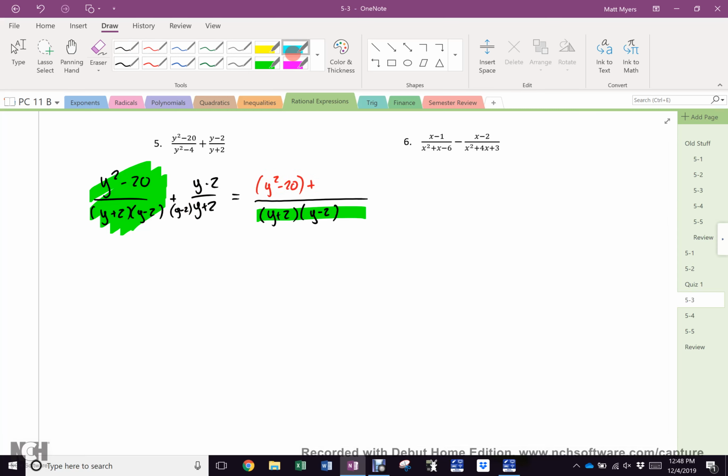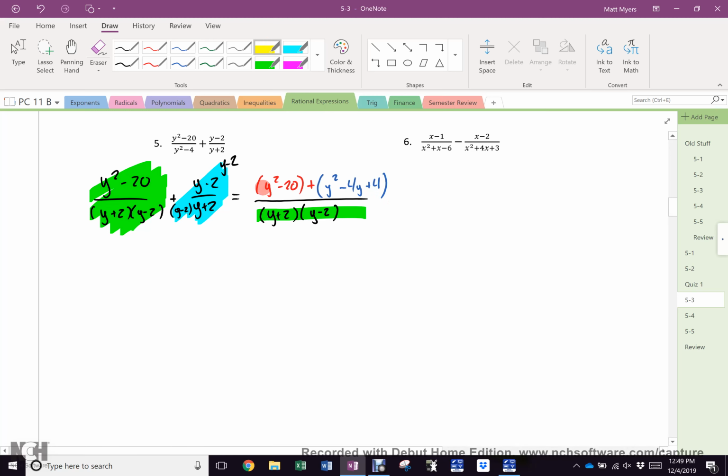Plus, did this term's denominator change? Yes, it did. What did the denominator multiply by? Y minus 2. So what must the numerator multiply by? Y minus 2. So what am I writing here? Okay, you could write y minus 2 squared. That would work. What's another way you could write it? y squared minus 4y plus 4. Right?